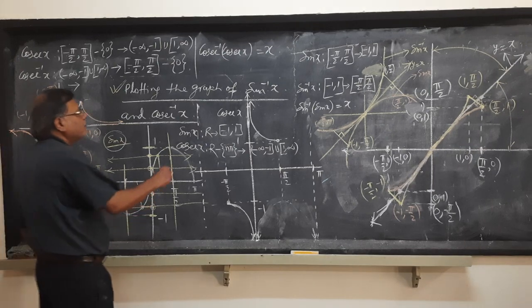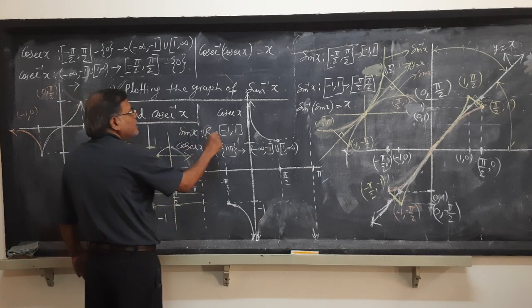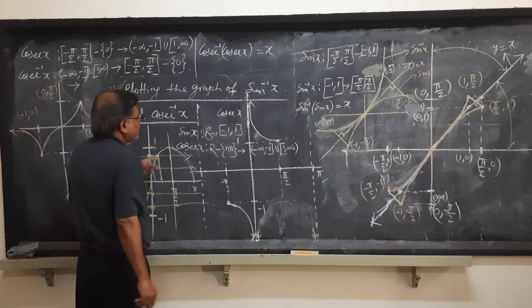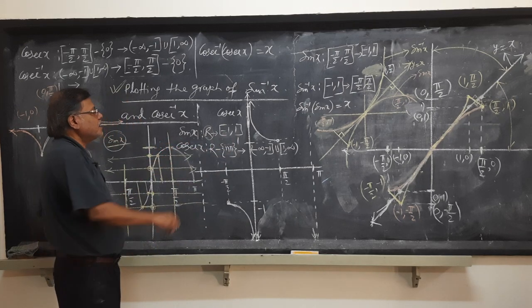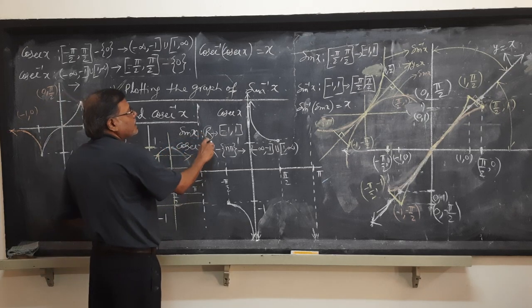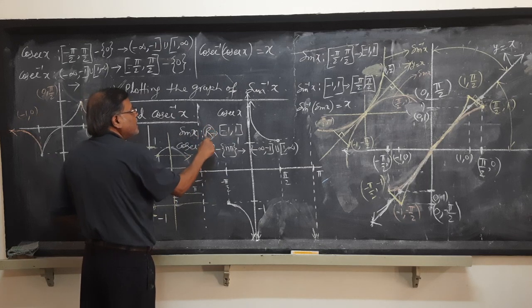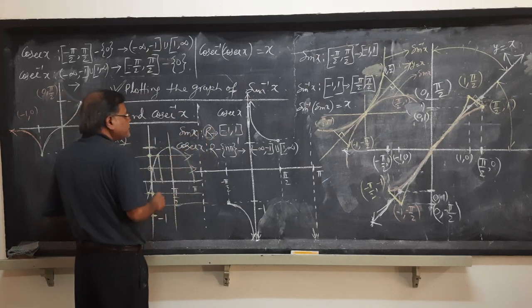I have already written over here the sine x maps R, that is all the real numbers, into -1 to 1. This I think you are familiar with in class 11. From class 11 you are learning that the value of sine x can lie only between -1 to 1 for any value of x lying in the real numbers.